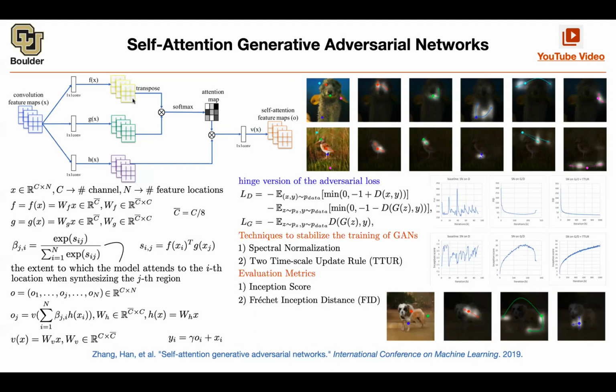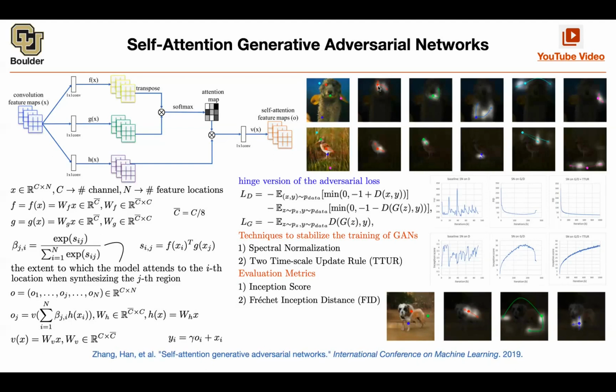The idea is you take the feature maps coming out of some layer in your deep neural network. So these are featurized images. Then you do some one-by-one convolution on them. You take F and you transpose it, literally transposing, and you multiply F by G. This gives you, to the extent that a model is attending to the ith location of your image when generating the jth location, exactly these attentions.